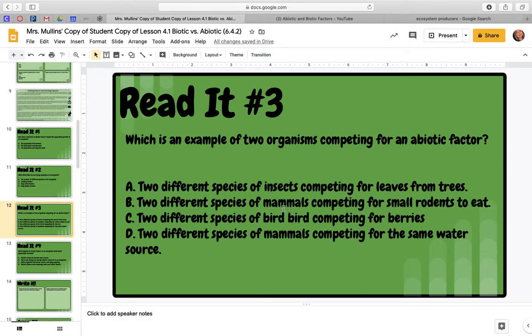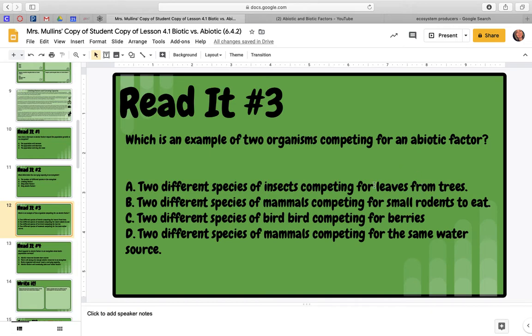Two different species of mammals, both biotic, competing for small rodents to eat. So that's two biotic competing for a biotic. So that's all biotic. So no, that wouldn't be right. Two different species of birds competing for berries. And then two different species of mammals competing for the same water source.